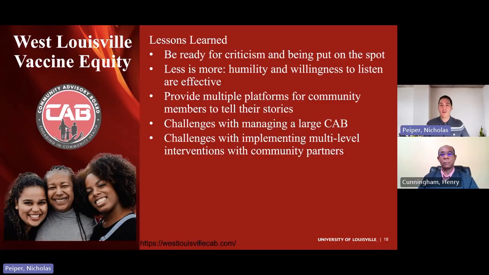So all of those three things were instrumental in successful implementation of this program. But of course, there were a lot of challenges with managing a large CAB. So we had about 15 people. I think at a high level, everybody was on the same page in terms of wanting what's best for their community, trying to work together with the public health and medical community to address those needs.